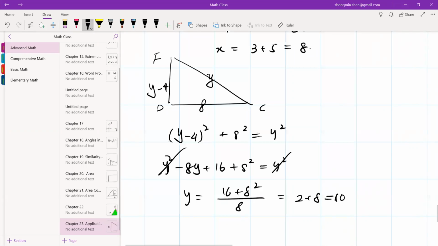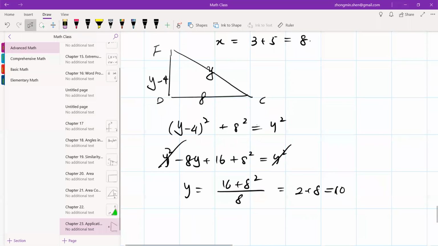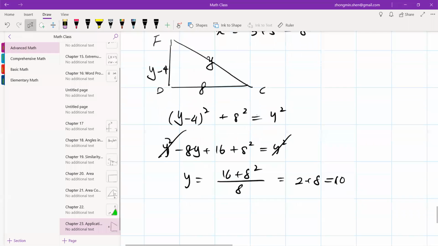Good. So Edward, you made a computation mistake, right? Yeah, this is 10. So 16 over 8 is 2, and the 8 squared over 8 is 8. That's why it's 10. So this is the way we solve the problem.